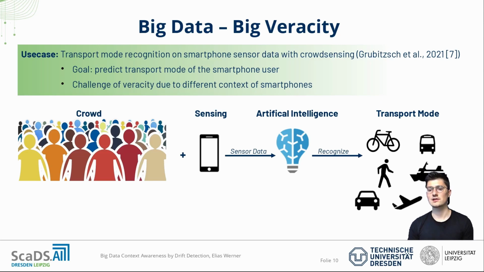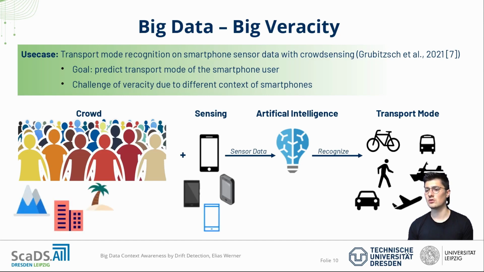The challenge of veracity is here not only due to the big number of different people in the crowd, but also due to different geolocations like mountains, countryside, like lowlands, city, and so on. And multiple different devices may also introduce here veracity, since there are many users that may use different devices for that sending part. Moreover, there might be some relevant context information like speed limits in different countries or the right-hand traffic versus the left-hand traffic.